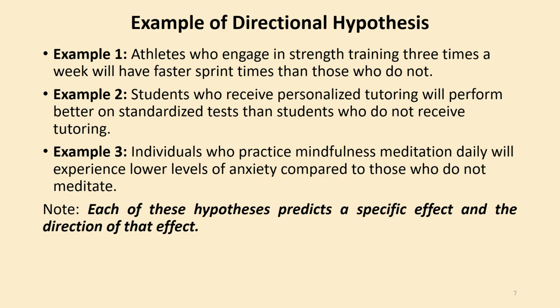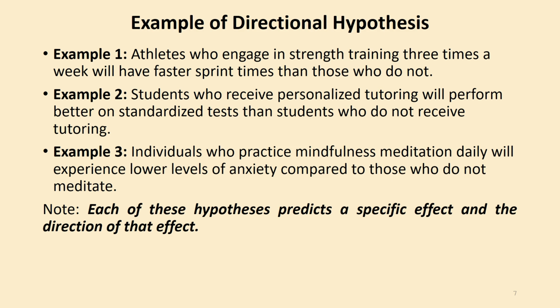Now you can see in all these 3 examples of directional hypothesis, each of these hypotheses predicts a specific effect and the direction of that effect. Direction means how it will affect, positively or negatively. For example, in example 1, athletes who engage in strength training 3 times a week will have faster sprint. Here faster sprint is a positive aspect: the athletes who practice more will have faster sprint. It's a positive kind of relationship between strength training and faster sprint. Therefore, this hypothesis predicts a specific effect as well as the direction of that effect.